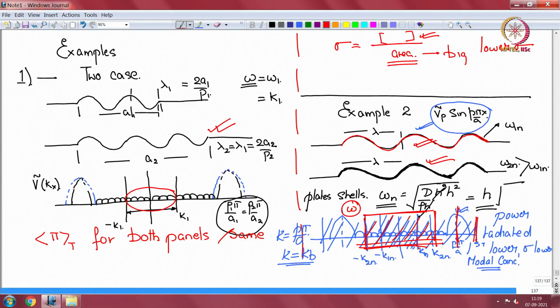And especially if you have a resonance within this range, suppose that omega n as it happened over here, then this value will be bigger actually. This amplitude will be bigger because Vp will be bigger. So you will get more radiation.